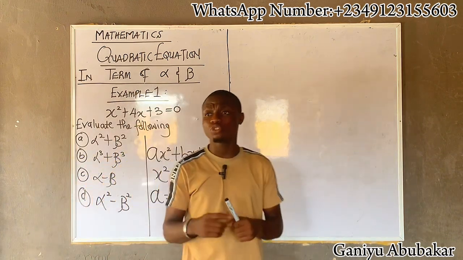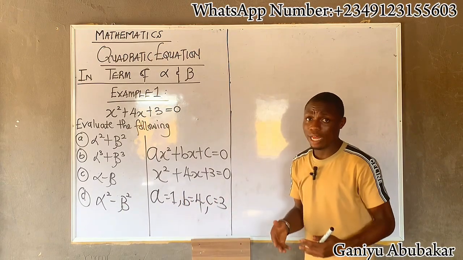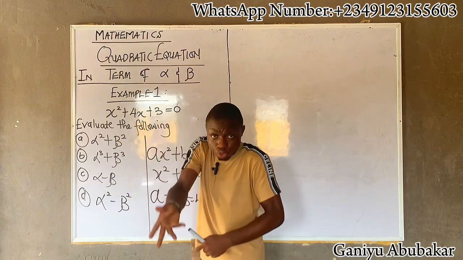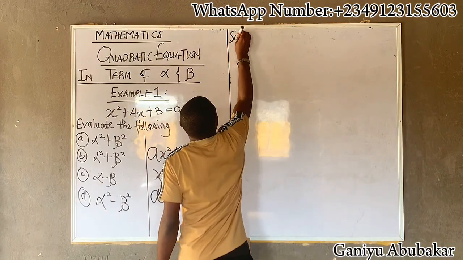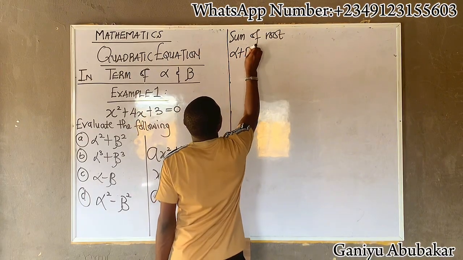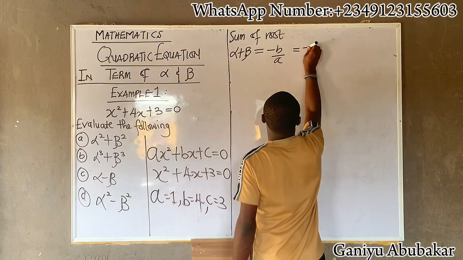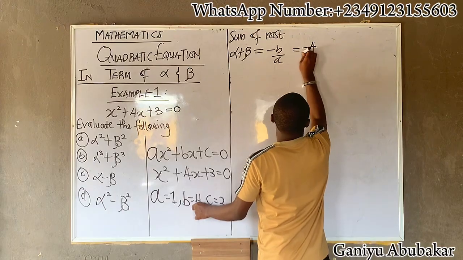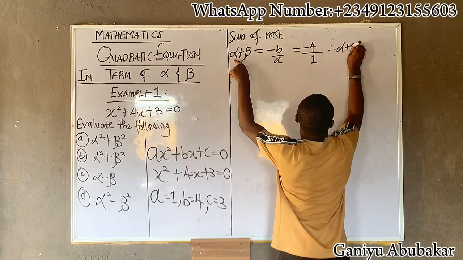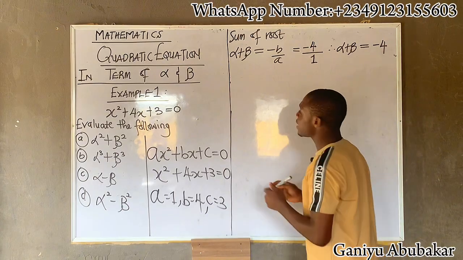So your very first task when it comes to questions under alpha and beta is to get your a, b, and c. When you are done, get your sum of roots and then product of roots. In the question, they said alpha and beta are the two roots. Here's the concept now. Sum of roots: alpha plus beta is equal to minus b over a. b is 4, and a is 1. So alpha plus beta is equal to minus 4 over 1, which is minus 4. That's for the sum of roots.